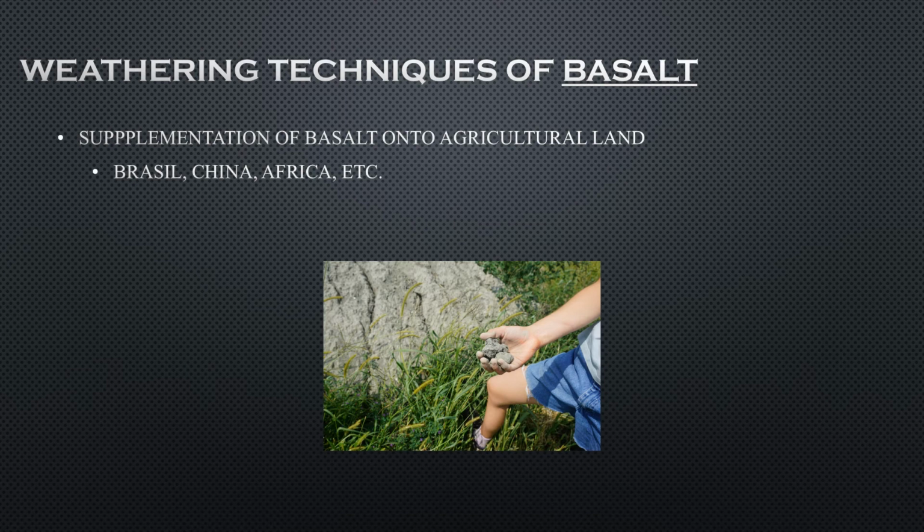Now for its techniques. Many agriculture powerhouses of the world like China, Brazil, and other various African and South American countries have started to make the shift away from pesticides and to crushed basalt. This is due to the fact that basalt not only traps CO2, but it also has been linked to increased crop fertility and overall crop production.